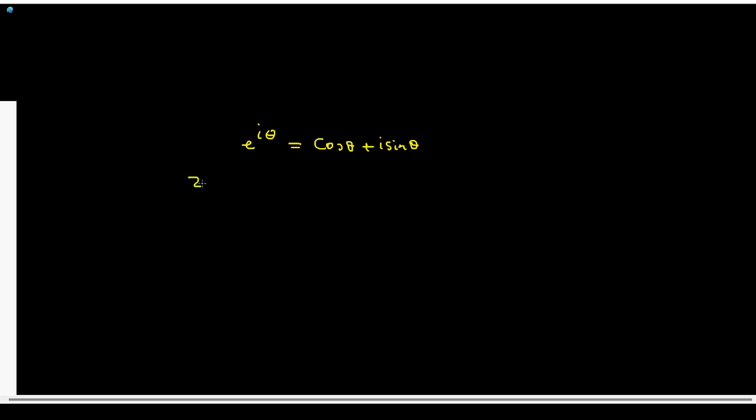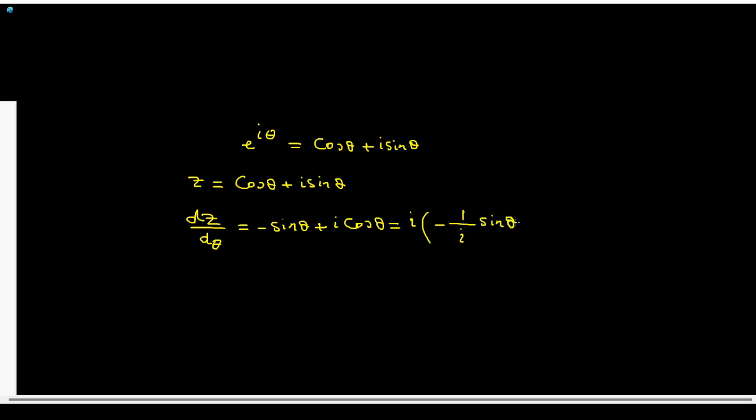For that, I'm going to take the right-hand side and set it equal to z. So z is cos theta plus i sine theta. Now I'm going to differentiate both sides with respect to theta. So we get dz by d theta equals negative sine of theta plus i cosine of theta. If we factor out an i from this expression, we get negative 1 over i times sine of theta plus cosine of theta.